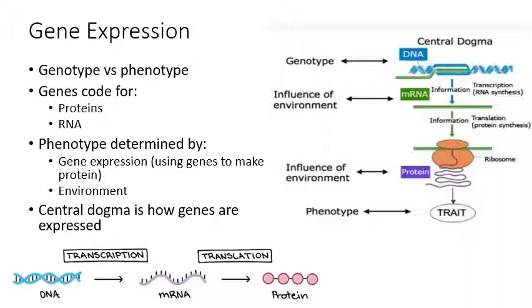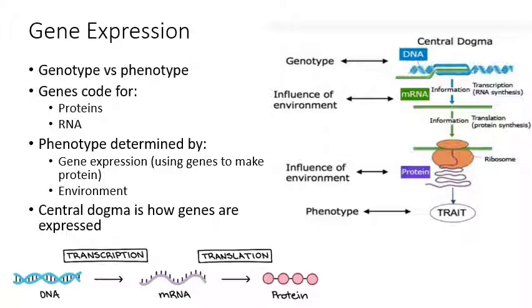So for instance, you could have a gene for blue eyes from one parent and a gene for brown eyes from your other parent. But you're only going to have either blue eyes or brown eyes, of course not both. So your actual eye color is your phenotype, then your genotype would be blue and brown eyes, and your phenotype would be one or the other.